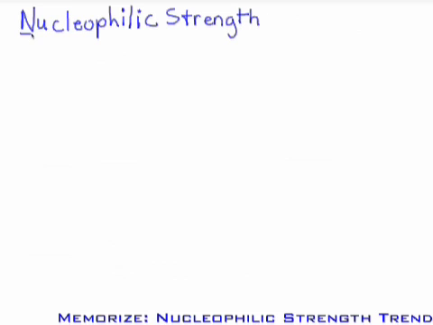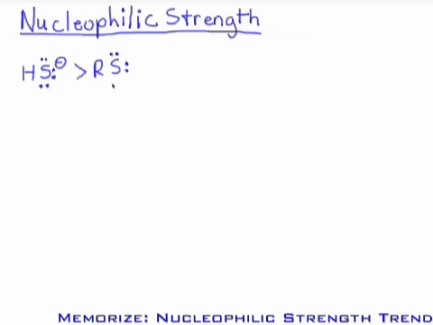Nucleophilic strength. And in this nucleophilic strength trend, we're going to start with the strongest nucleophile being HS minus. And HS minus would have 3 lone pairs. RS minus would be next, R symbolizing any alkyl group: methyl, ethyl, propyl, isobutyl. And these two are very close in value.